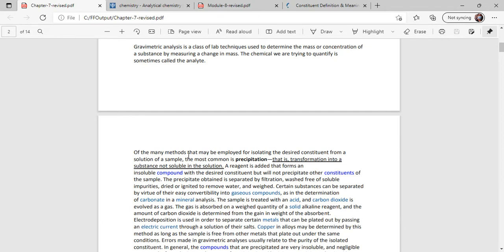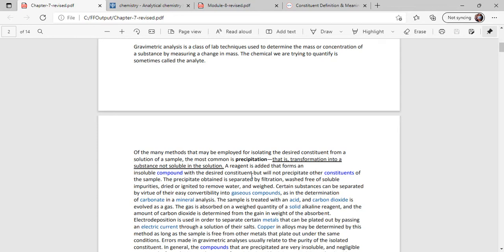What is precipitation? It is when a substance is formed that is not soluble in the solution. It means you will see floating or settling solid particles. So that is your precipitate. Precipitation is the process where a reagent is added that forms an insoluble compound with the desired constituent, but will not precipitate other constituents of the sample.